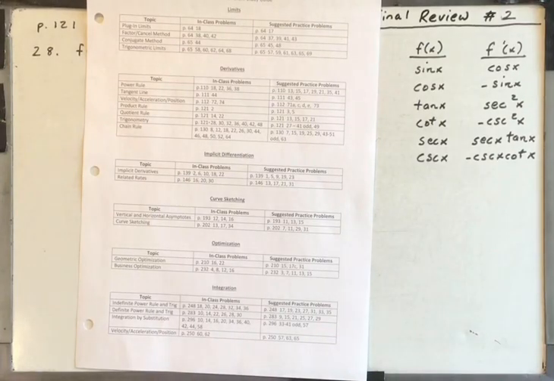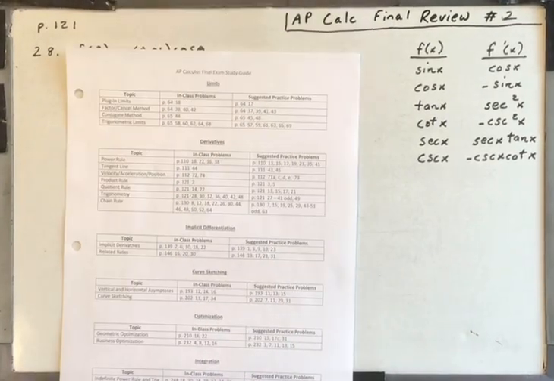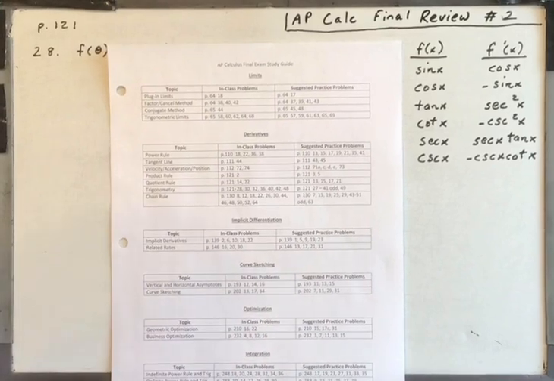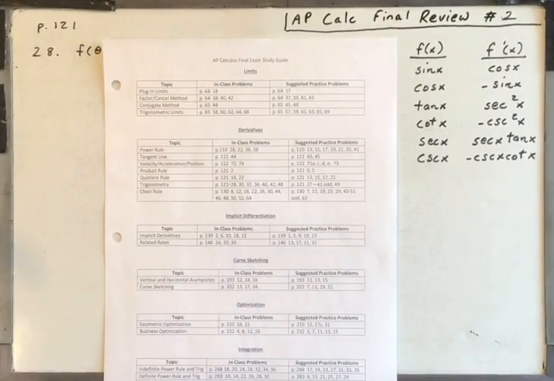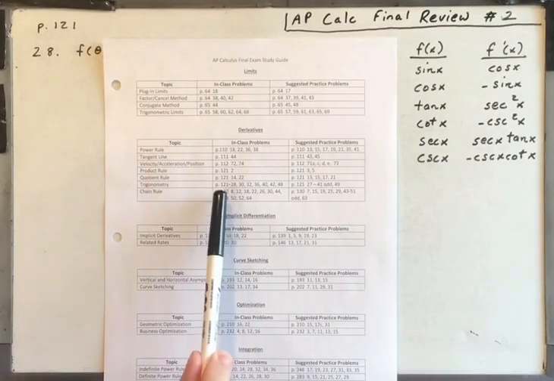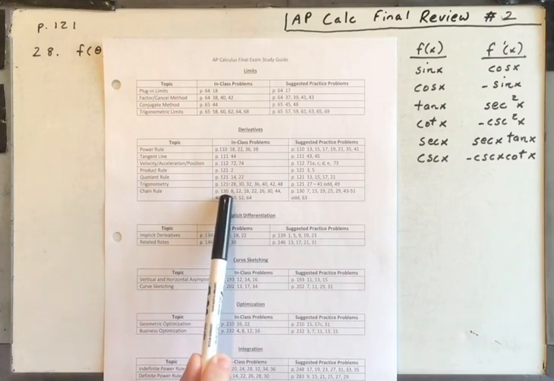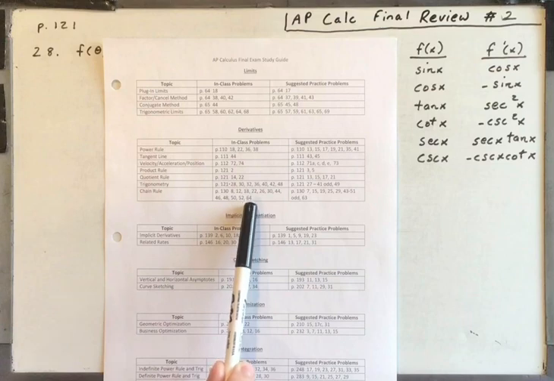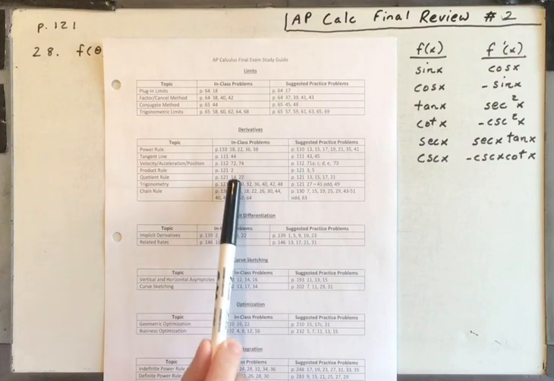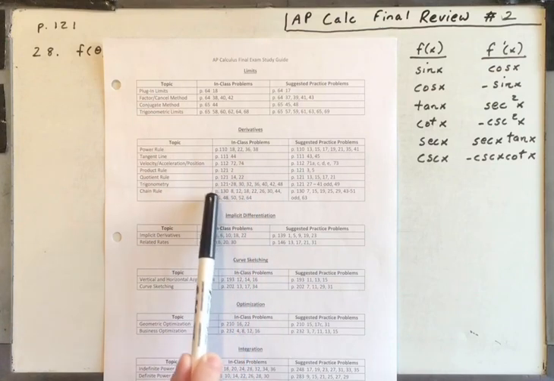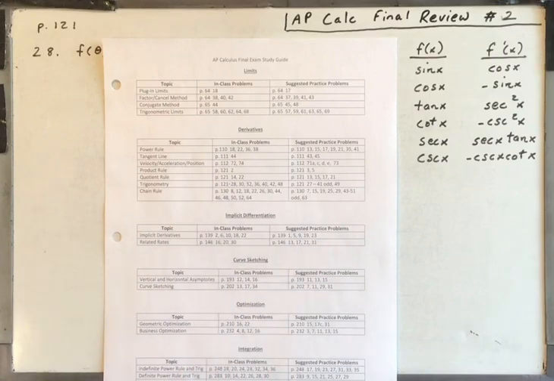Howdy. All right. AP Calc final exam review video number 2. On this video, we're going to start on page 121 here at number 28, and I'm going to go to page 130 and go through number 64. So we're covering a lot of problems in this video, but it's just a little bit. We're still going to be in derivatives.